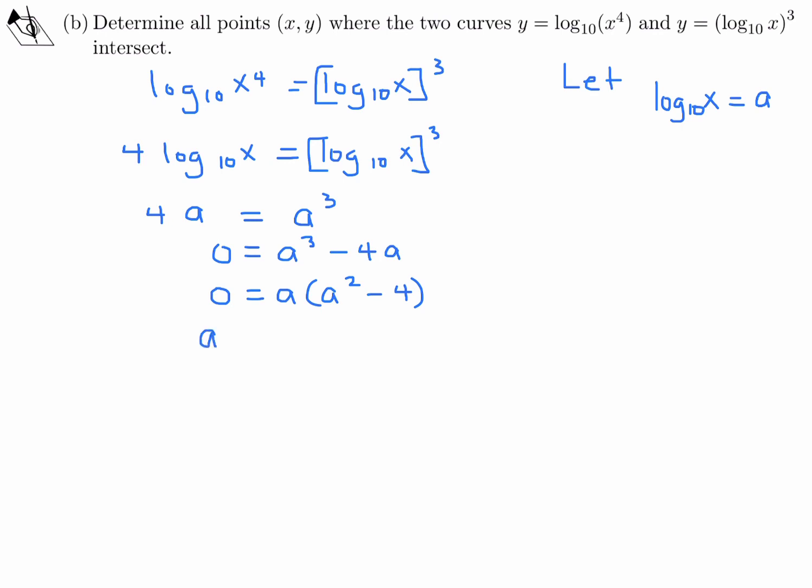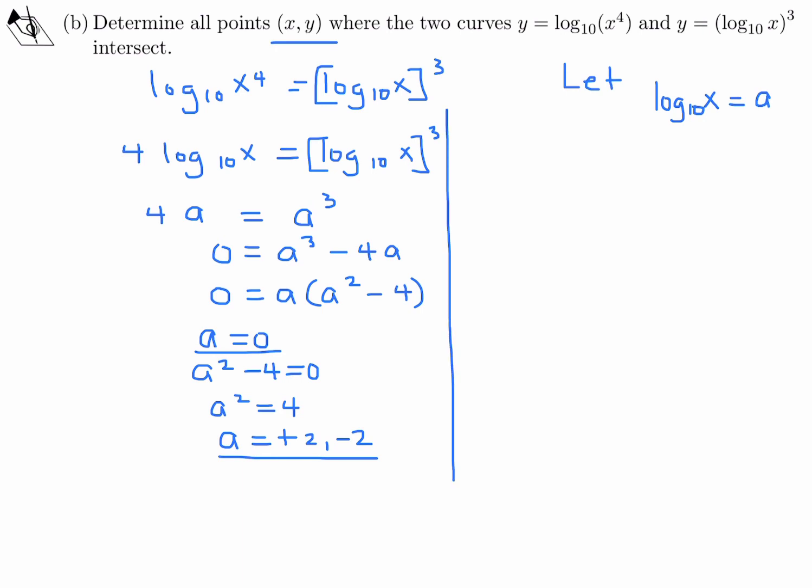So that means that a is either equal to 0 or a squared minus 4 is equal to 0. If a squared minus 4 is equal to 0, a squared is equal to 4, and therefore a is equal to plus 2 or minus 2. So these are our three values of a. Now we have to figure out x and y because they want the points x, y. Okay, so we'll do this one step at a time. First, let's start with a equals 0.